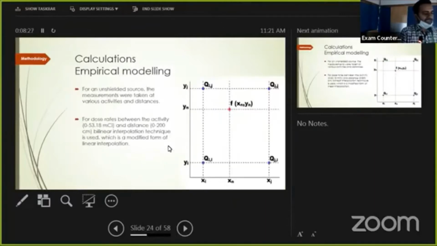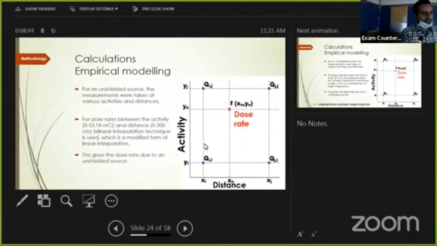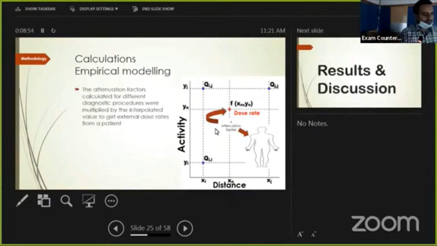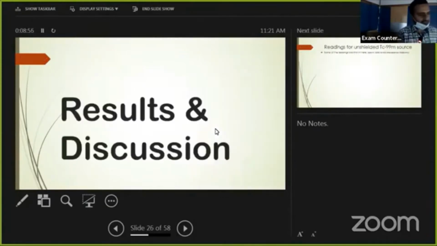And for that reason, we have used bilinear interpolation, because we have two axes. One is the MCi, that is the dose, the activity, and the other one is the distance. And when it comes to the patient, we have taken the attenuation factors. We have multiplied the attenuation factor with the reading for the dose rates of the injected patient.